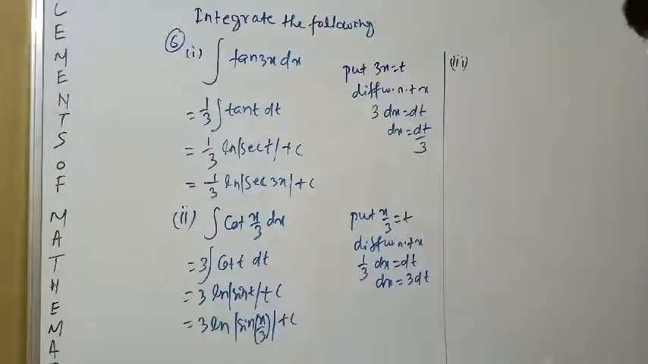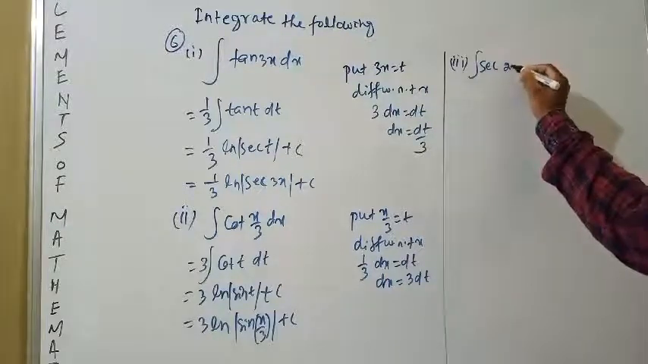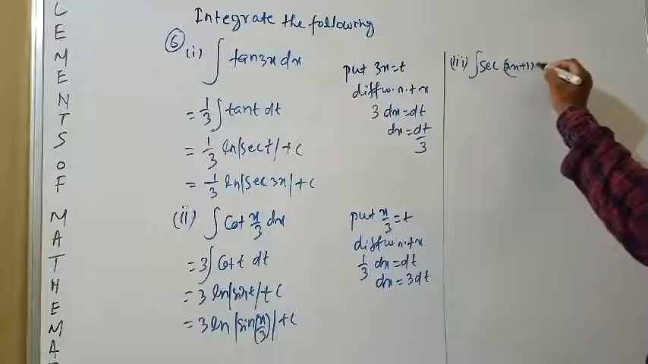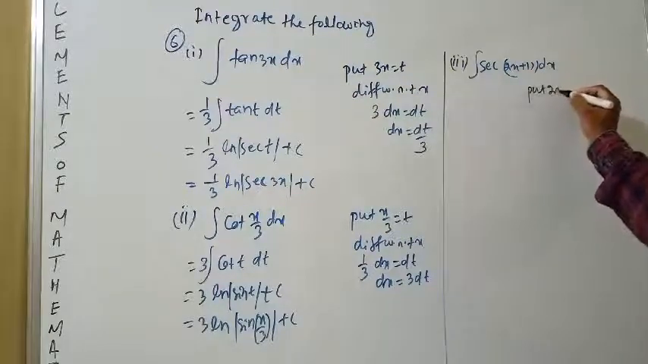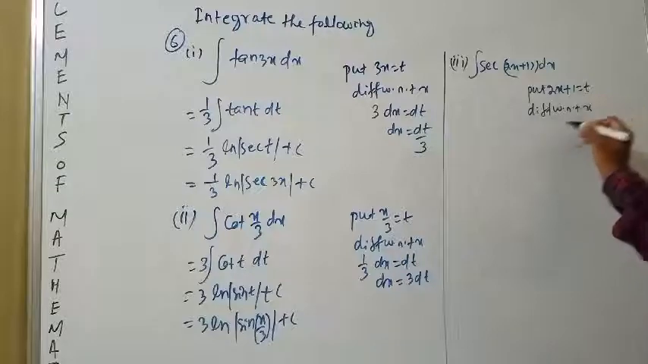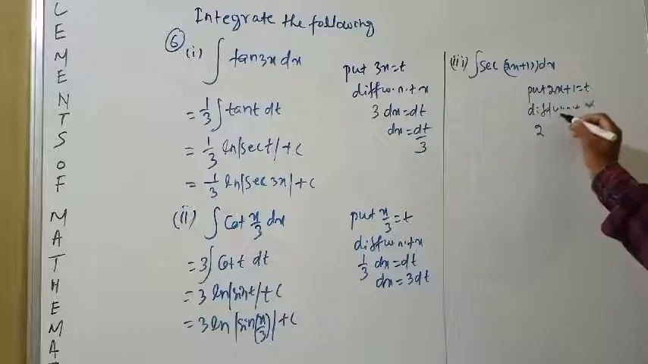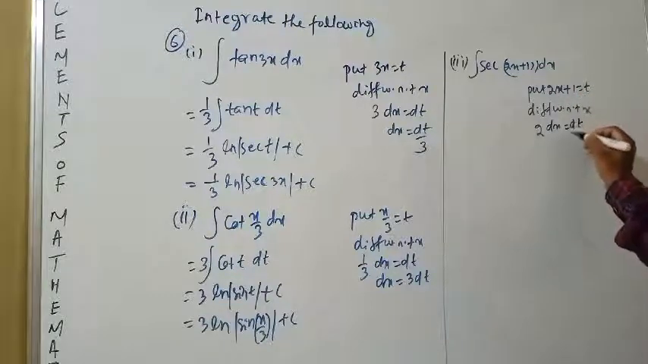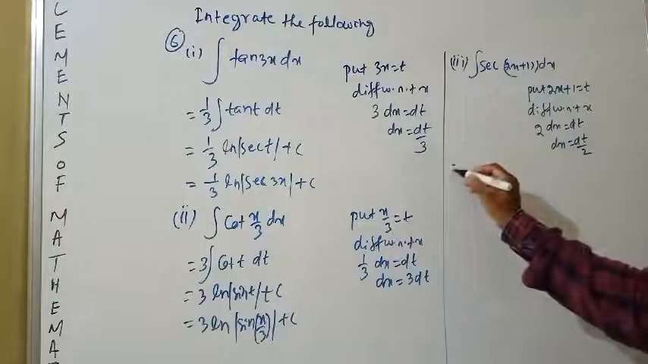Next question is integration of sec 2x plus 1 dx. Okay, now you put 2x plus 1 is equal to t. Okay, differentiate with respect to x. Derivative of 2x plus 1, you see derivative of 2x is equal to 2, derivative of 1 equal to 0. 2 dx is equal to dt, dx is equal to dt by 2.